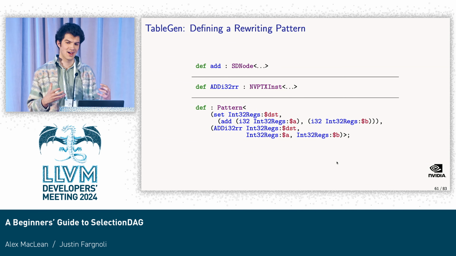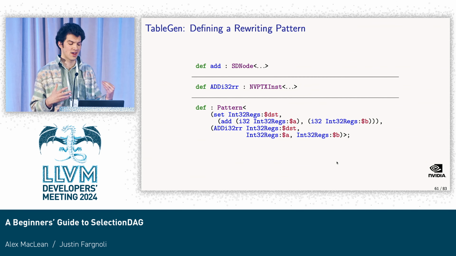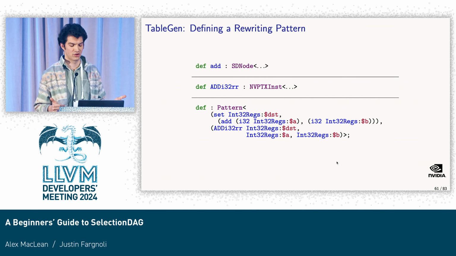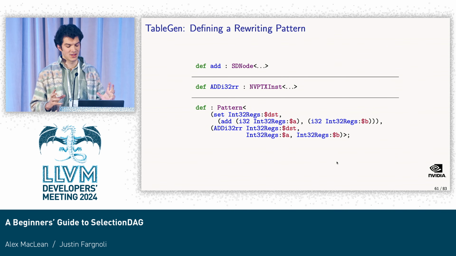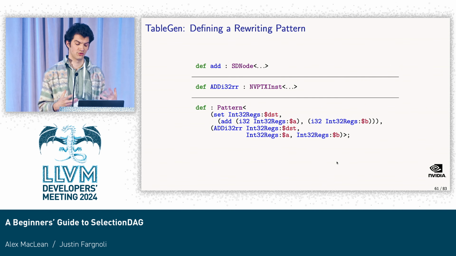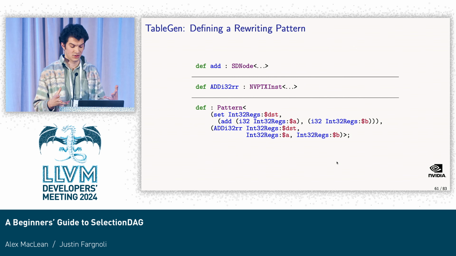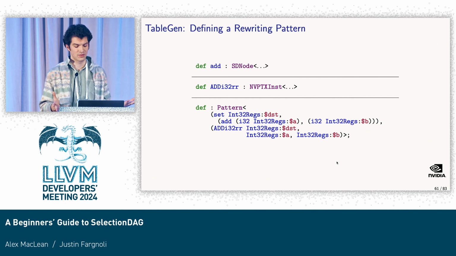So now that we've defined this add SD pattern operator, and we defined this add I32RR instruction, we need to tell SelectionDAG how they correspond to each other. And we're going to do that with a pattern. So a pattern takes two operands, each of which is a DAG represented in this sort of S-expression language. First we're defining what we're looking for, and then we define what we're going to turn it into. So here we say we're looking for an add that's producing some I32 register, and it's taking two I32 registers as input. And for that, we're going to produce this add I32RR instruction with those same inputs and output.